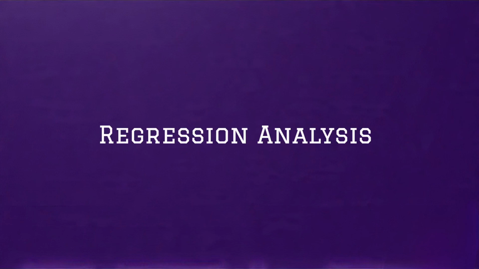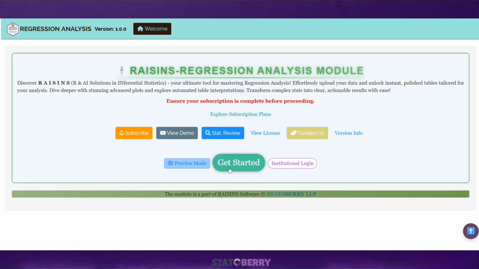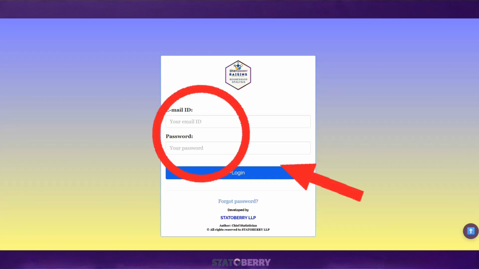Welcome to RAISINS.live, your all-in-one platform for experimental data analysis. To get started, tap Data Analysis and choose Regression Analysis. Tap Get Started to reach the login page, then enter your email and password to sign in.